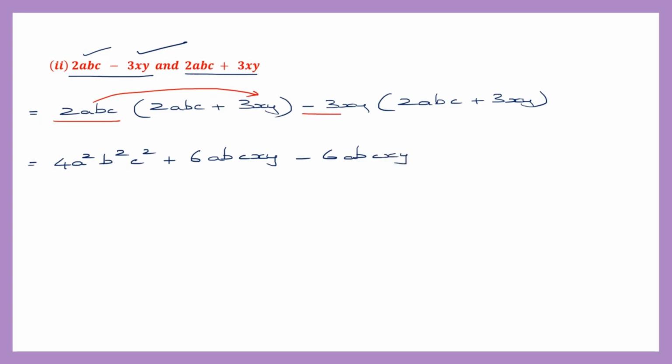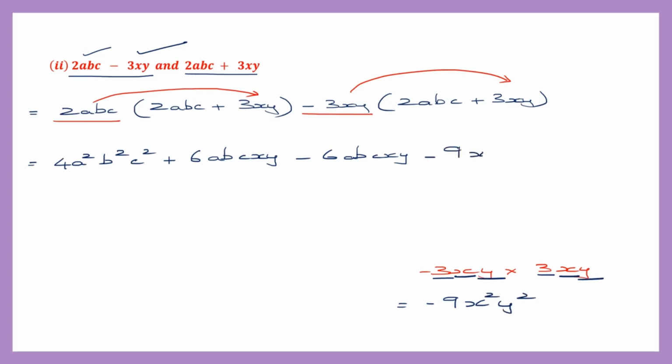Now we're going to multiply minus 3xy into plus 3xy. Minus 3xy into plus 3xy. So the sign will be minus into plus is minus. Multiply the numbers, 3 3s are 9. X into x is x square. Y into y is y square. So what do we have? Minus 9 x square y square.